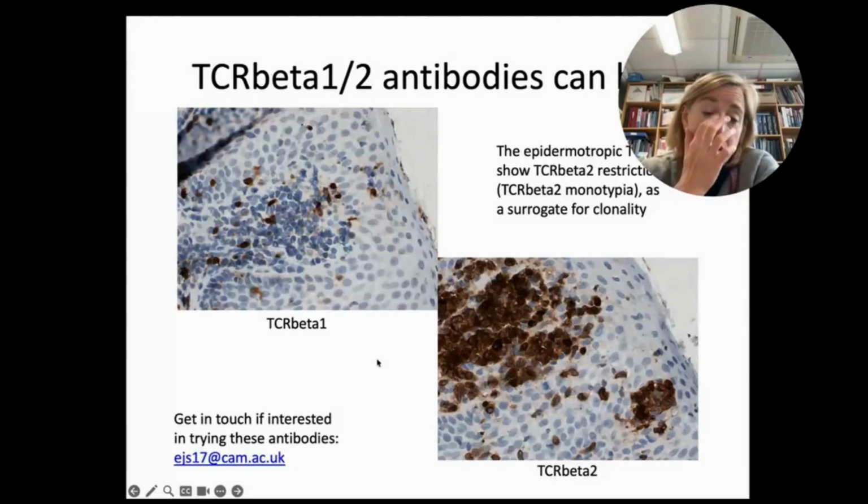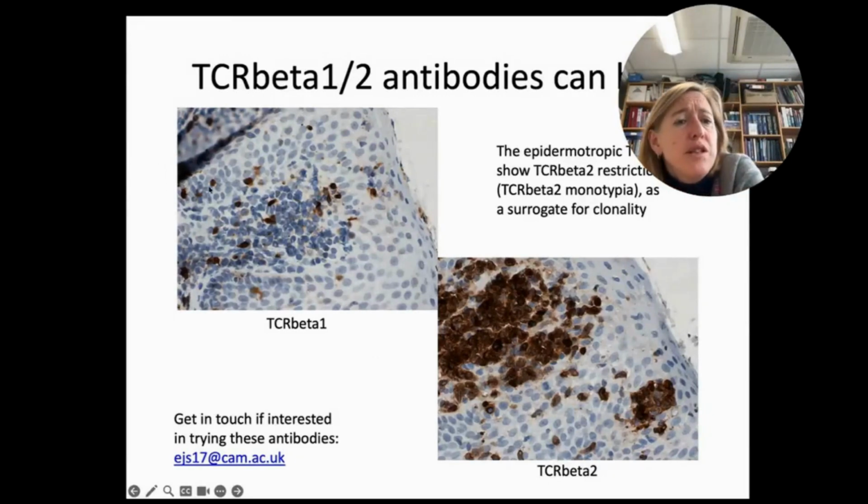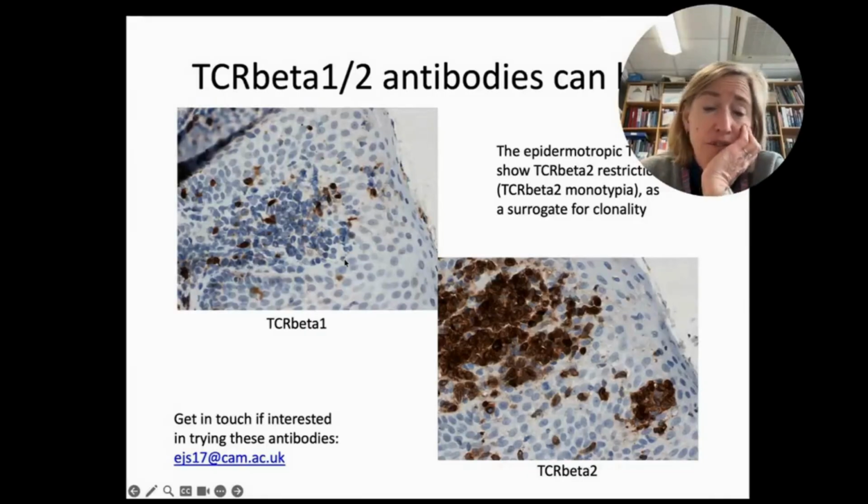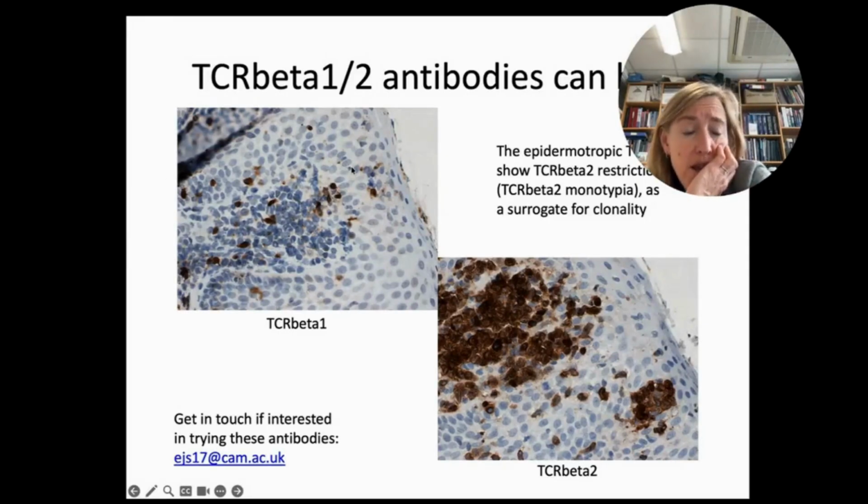We have had some considerable luck with our antibodies looking at this condition, and this is an example of some epidermotropic T cells. These ones are largely TCR beta 1 negative, but TCR beta 2 positive. And so you can see you've got a TCR beta 2 restricted population of T cells in mycosis fungoides. And this actually, in this particular case, could act as a surrogate for clonality. And again, if you're interested in getting involved and having some antibody to try, please do get in touch.